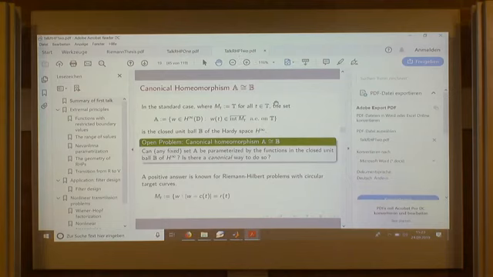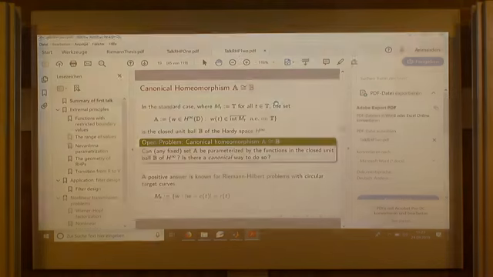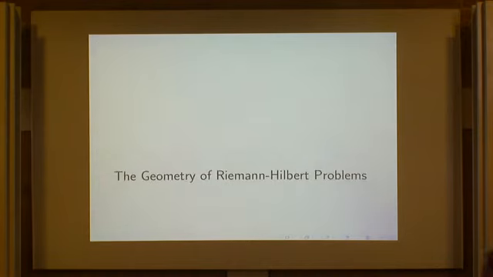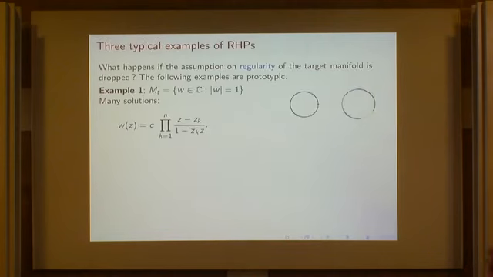So now back to this slide we have. A positive answer about the existence of such a canonical homeomorphism is given for circular target curves, but in general we have no idea how to construct it. So let's go one step further. So far we always had the condition that, say, the origin lies inside the target manifolds. What is happening when we forget about this condition? What can we expect?